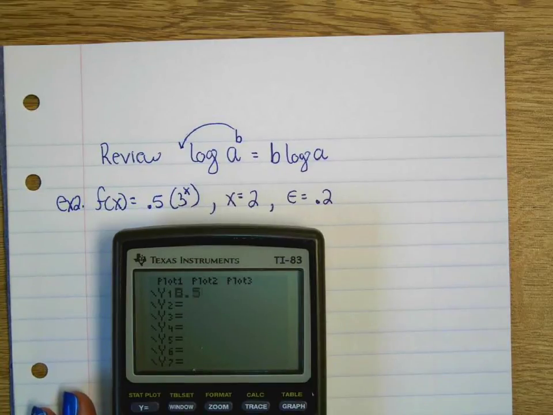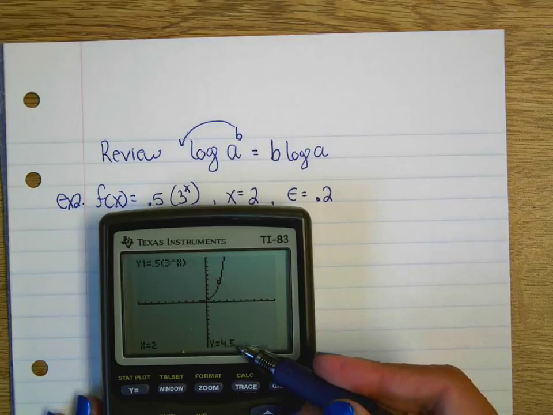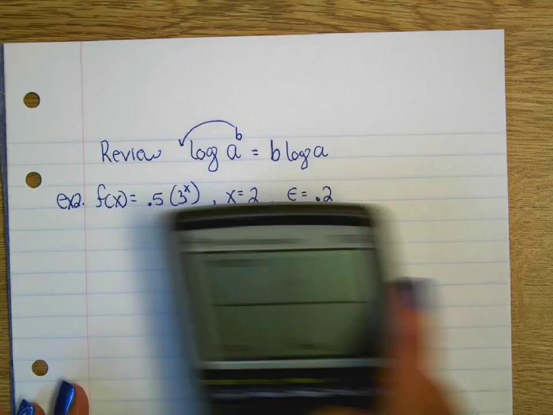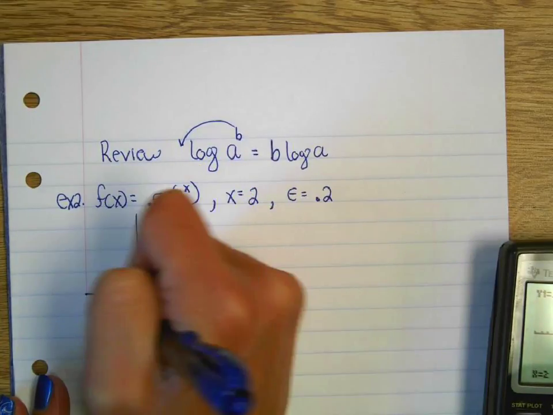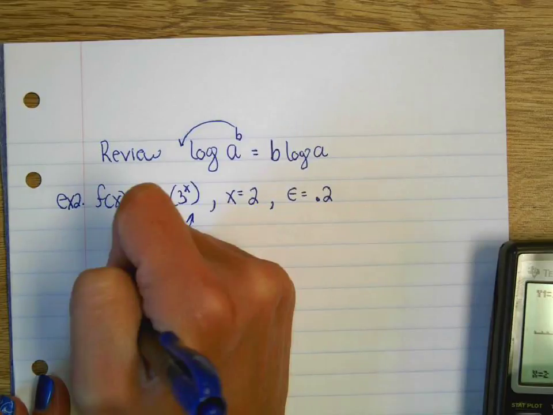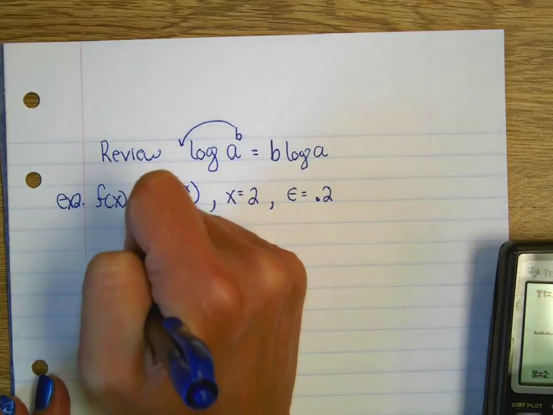So it's 0.5 times 3 raised to the x. Go back and do a zoom 6. It's an exponential graph, and we are approaching 2, so I'll trace to 2, hit enter. My limit's 4.5. So I'll make a quick sketch. I get 4.5.